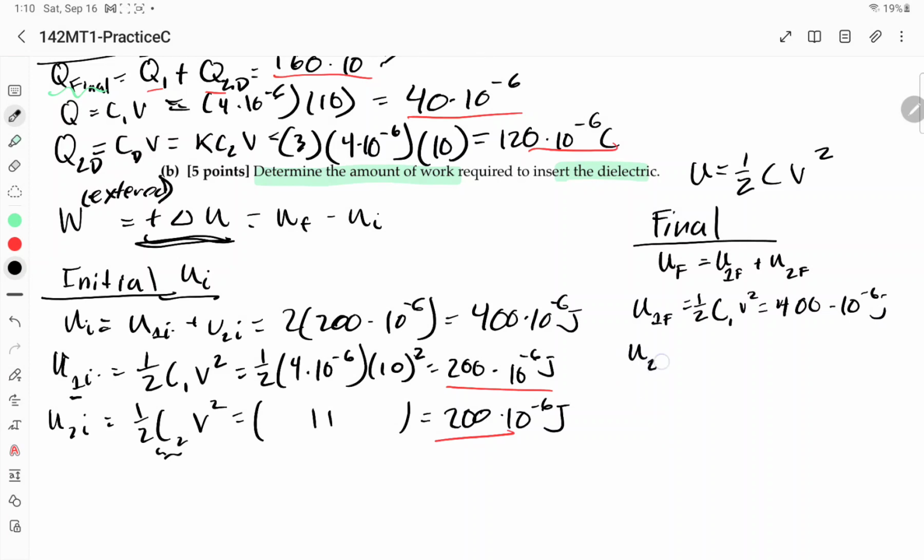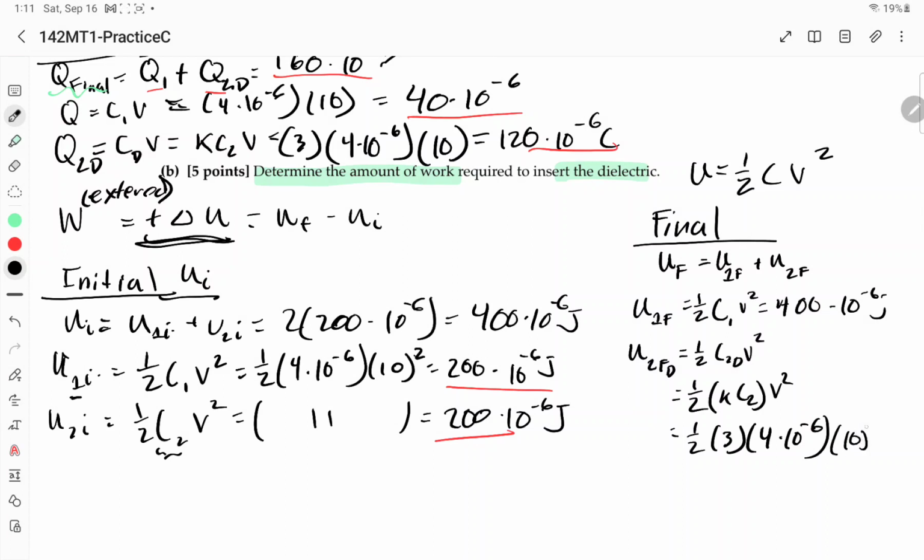And then U of the second final state is going to be equal to 1/2. And remember, this is with the dielectric, right? So the C is changing. This is C2 with a dielectric, V squared. What the dielectric does is that it does K times the original C, V squared. So we're going to have this as 1/2, 3 times that, the capacitor, I apologize, and then the V squared. So with times by 3, it's going to be equal to 600 times 10 to the negative 6 joules.